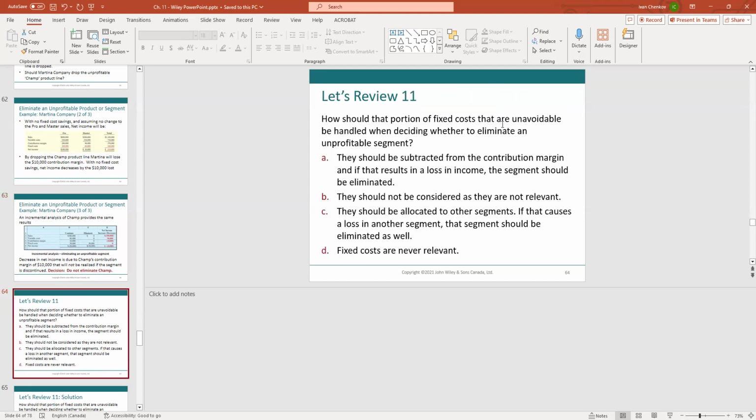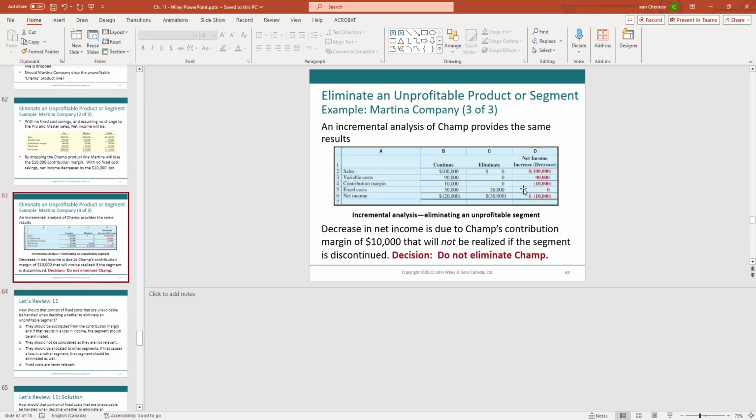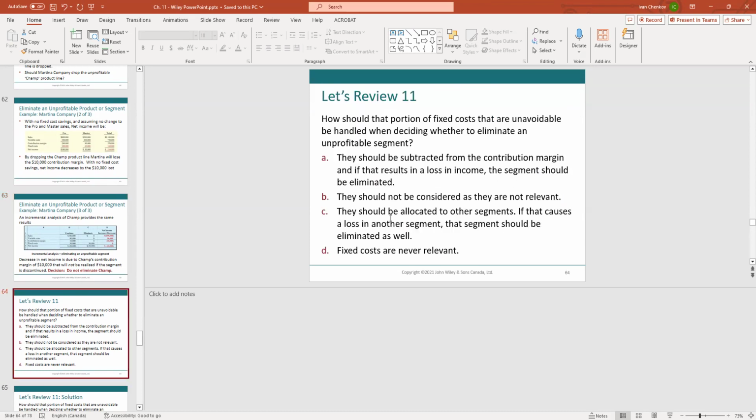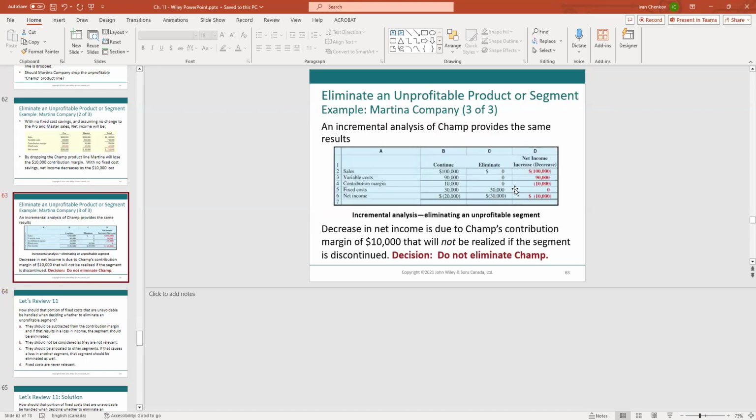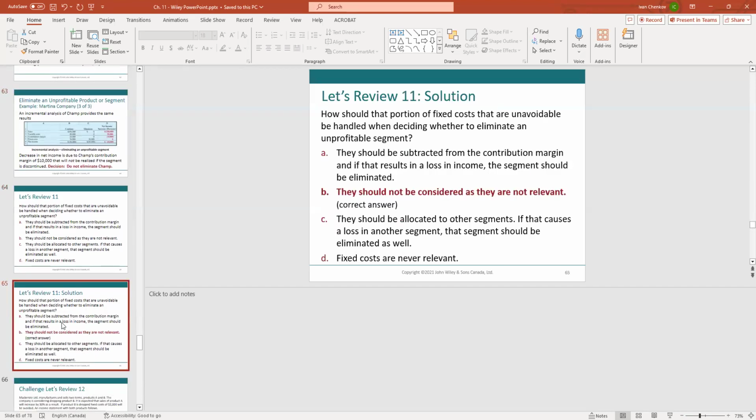So in that case, how should we treat the unavoidable cost? Should it be subtracted from the contribution margin? No. So A is gone. They should be allocated to the other segment? Well, they're allocated, but that's not to solve our problems. Fixed costs are never relevant? They are relevant. So what we should do is not consider the unavoidable costs because they're not relevant.